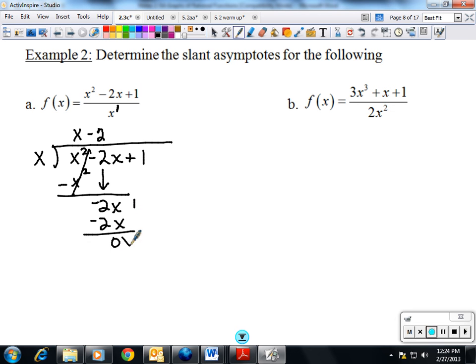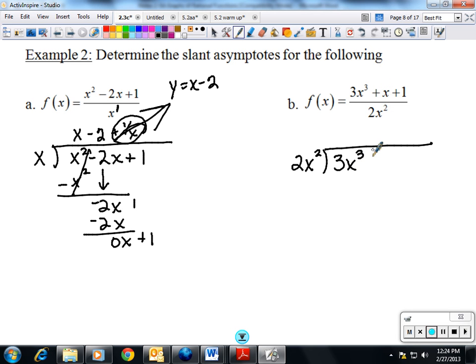That's 0x plus 1. So my remainder is 1. Instead of saying plus 1 over x, for our slant asymptote, we throw the remainder away. So I don't care what it is. My slant asymptote is y equals x minus 2. Same thing here.